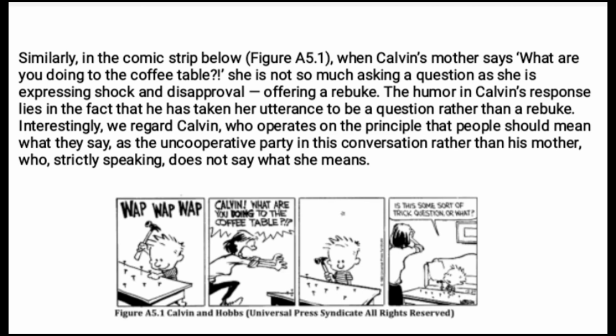So in the comic strip, Calvin's mother says, "What are you doing to the coffee table?" But she isn't actually asking a question. Instead, she is expressing surprise and disapproval about Calvin's action, offering a rebuke. The humor comes from Calvin's response. Here, he interprets her words literally as a question rather than understanding them as a reprimand. Calvin, who believes that people should always mean exactly what they say, responds as if he is simply answering a question, showing his lack of understanding of the implied criticism. This makes Calvin appear uncooperative even though his mother is technically the one who doesn't say exactly what she means. The humor relies on this misunderstanding of intent, where Calvin's literal approach to language contrasts with his mother's indirect communication.